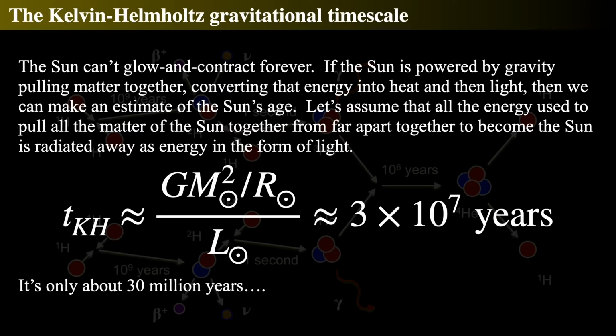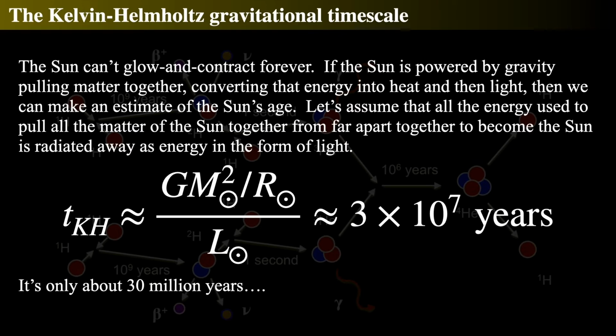gravitational potential energy. Take the current gravitational potential energy, which is the numerator of that equation, and divide it by the current luminosity of the sun, L sub sun. And that's the energy emitted per second. So this ratio says that the sun could only live for about 30 million years, which is really nothing. Very, very short time scale.